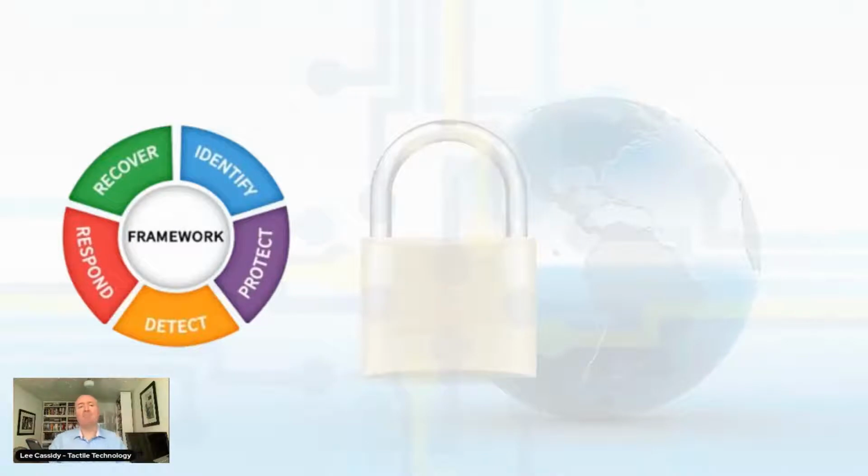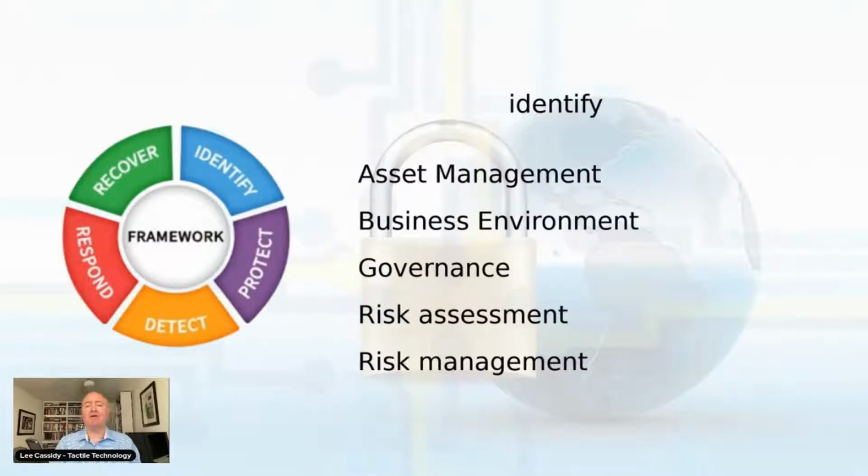So NIST is made up of 5 functions. Each of the functions is important, and beneath each one of those are what we call categories, subcategories, and then there's some informational resources for each one of them. So it breaks it down into subcomponents. But we start off with identify. The idea with identify is to identify some of the key attributes and key pieces within your business that we need to understand if we're going to go forward and create some kind of protection for that business from a cybersecurity perspective. The first thing is asset management.